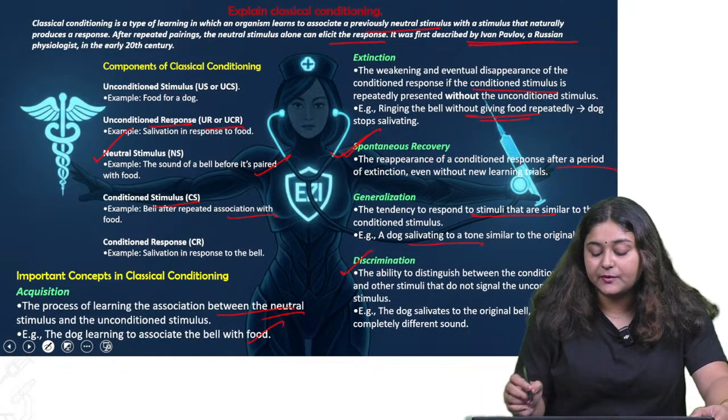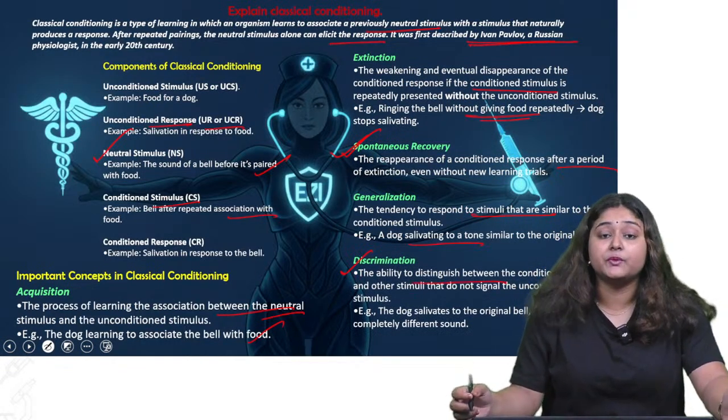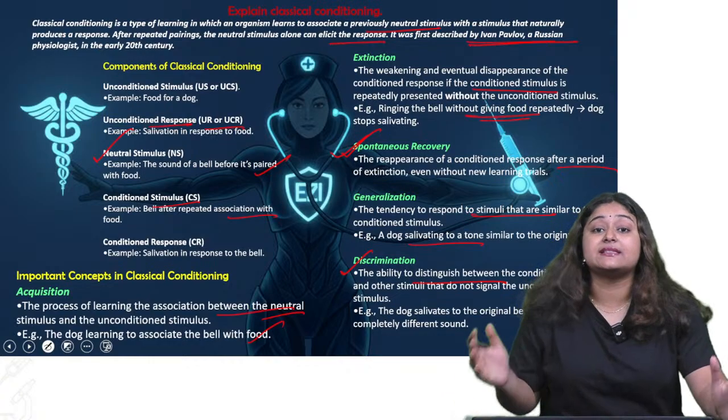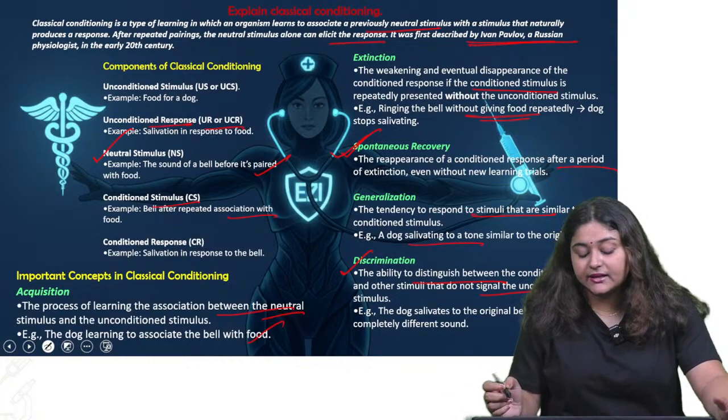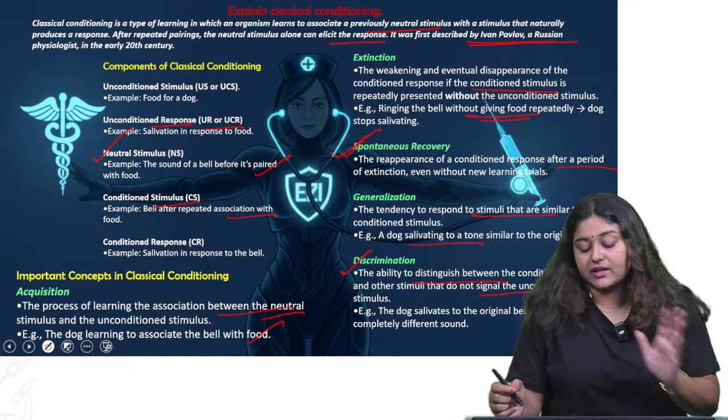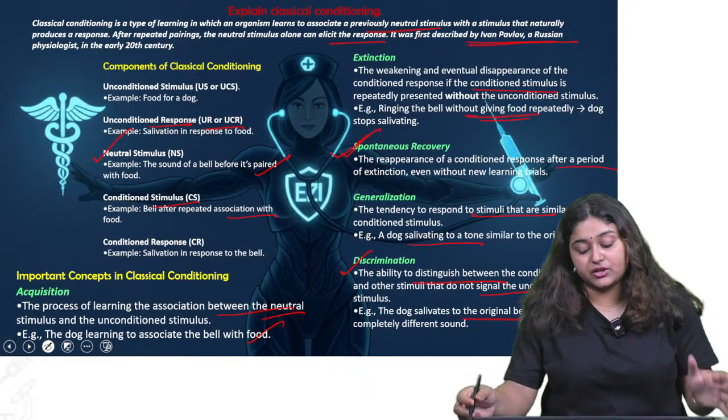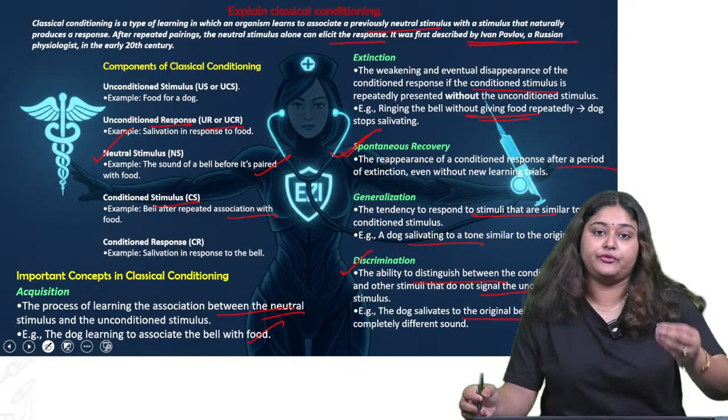And last is discrimination. It is the ability to distinguish between the conditioned stimulus and other stimuli which do not signal the unconditioned stimulus. Okay, so for example, the dog salivates to the original bell but not to a completely different sound.